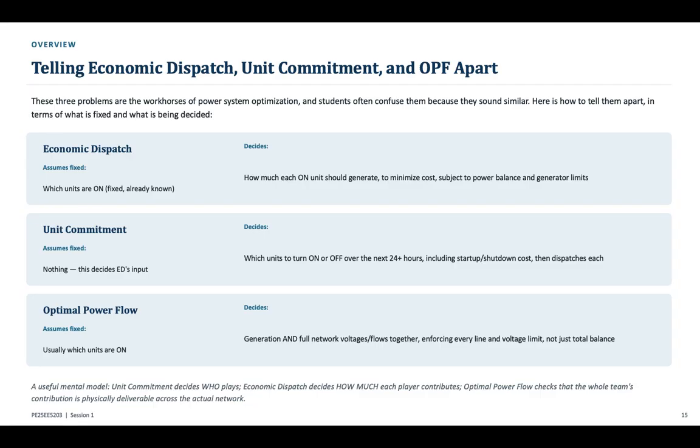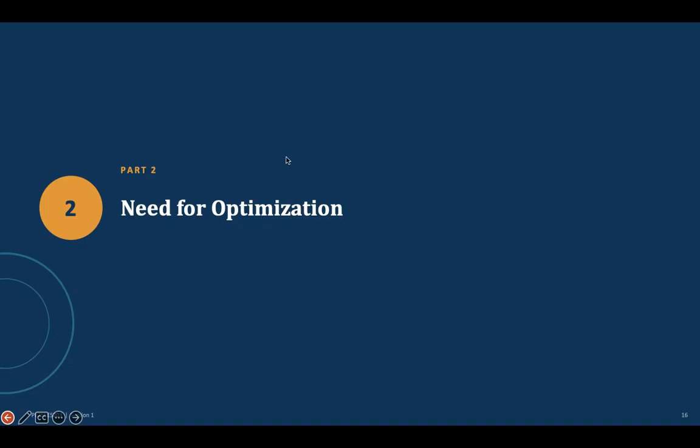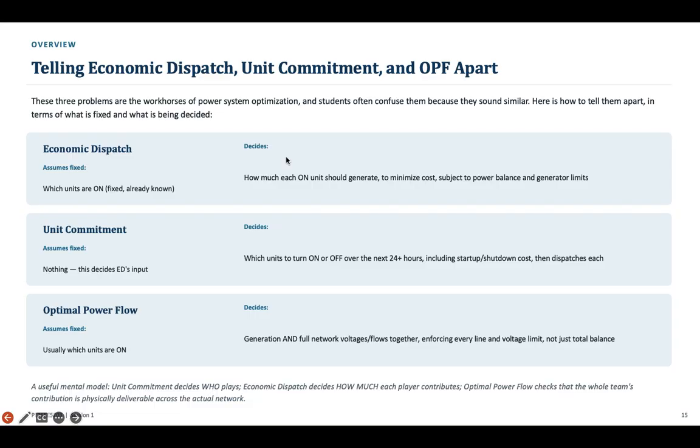Now you have optimal power flow. What are the assumptions? Usually which units are on. What it decides: generation and full network voltages or flows together, enforcing every line and voltage limit, not just total balance. So this right side thing you can see here gives you a very clear picture of how each one of them is pretty different even though they sound the same.